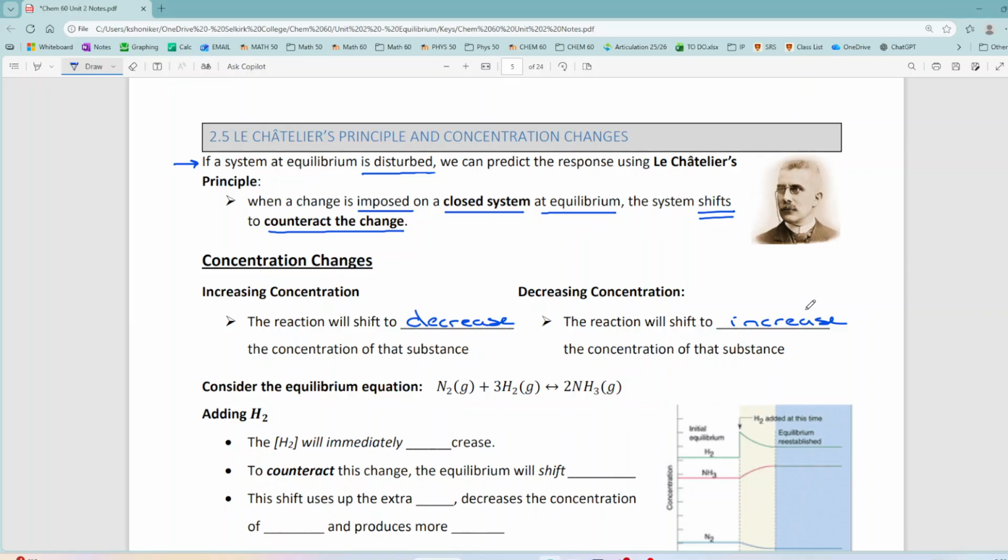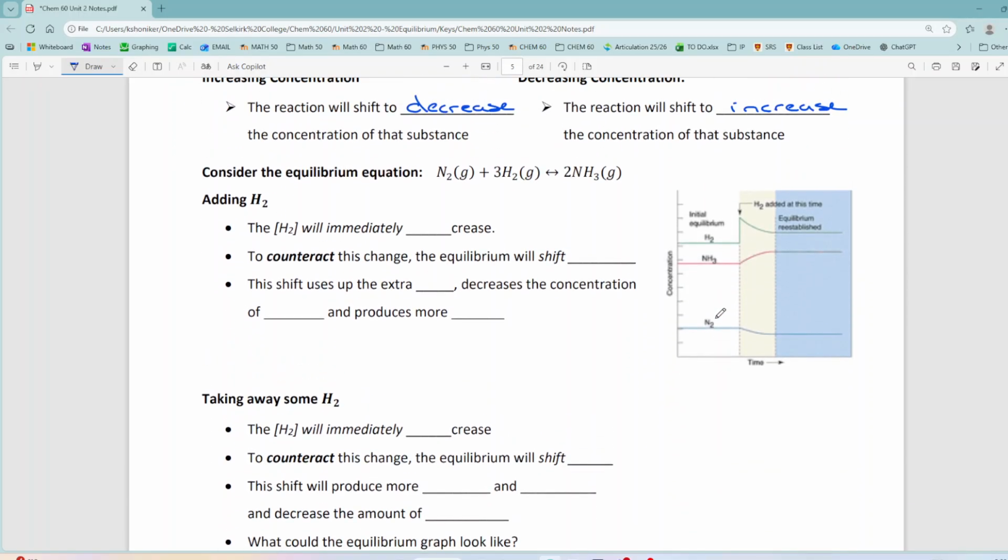Let's look at an example. So here we've got nitrogen and hydrogen reacting to form NH3. And I'm having a moment where I think it's ammonia, not ammonium. Ammonium is NH4.